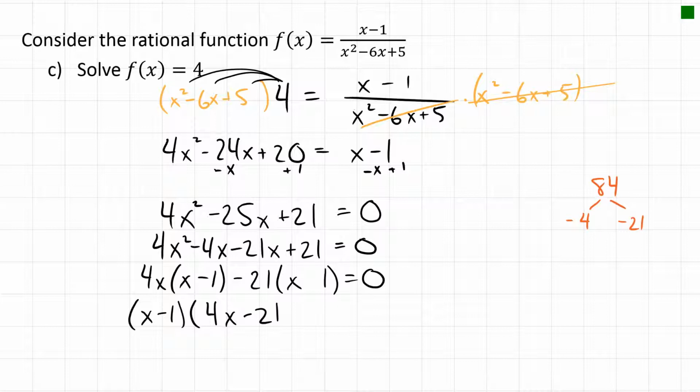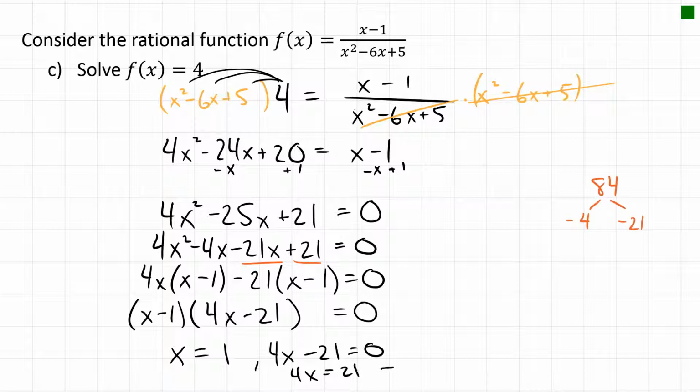Oh, whoops. This should be x minus 1. So factor out negative 21 from each of those two terms. Leaves me with x minus 1. So I have x minus 1 times 4x minus 21 is equal to 0. So that means either x is equal to 1 or x is equal to, if you can do this one in your head, great. Otherwise, I'll just do the long way here. So it'd be 4x equals 21 or x equals 21 over 4.